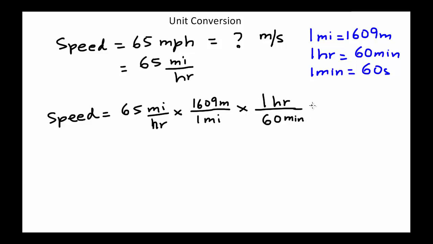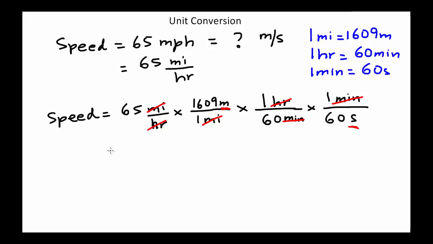And this will go from hours to minutes, but since we want to go all the way to seconds, we got to keep going, put 1 minute at the top to cancel the minute at the bottom, and put 60 seconds here. So now we can begin canceling things. So we got miles canceling miles. We got the hour at the bottom canceling the hour at the top. We got the minute at the bottom canceling the minute at the top. And what we're left with is simply meters here and seconds here, which will give us the speed in our desired units of meters per second.